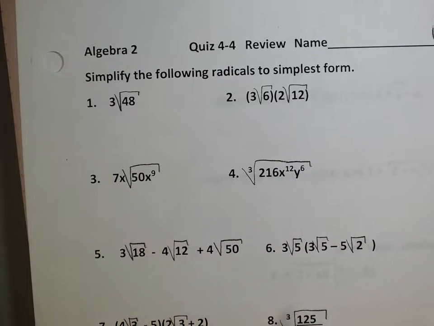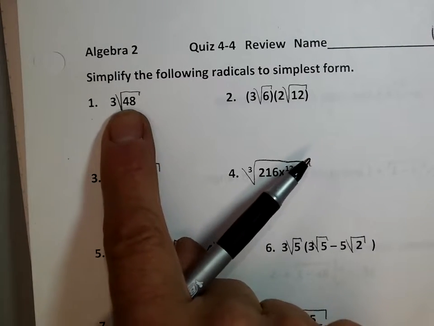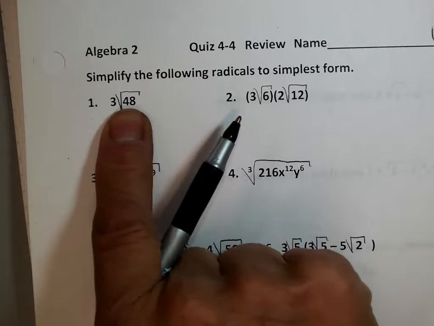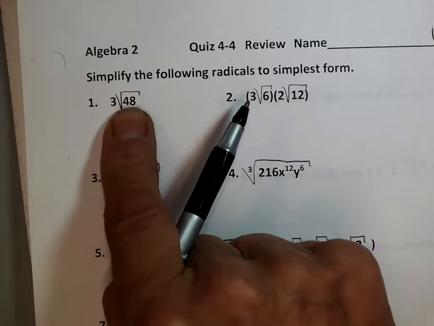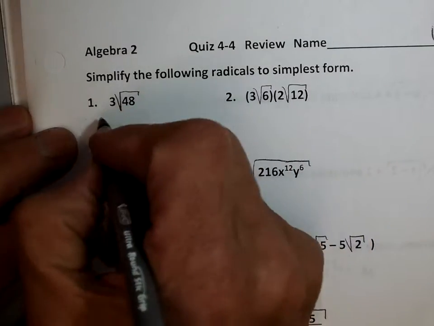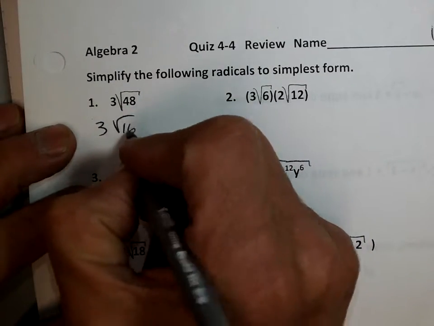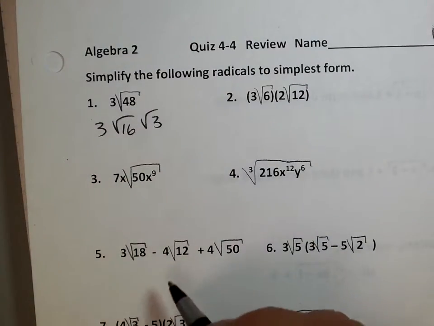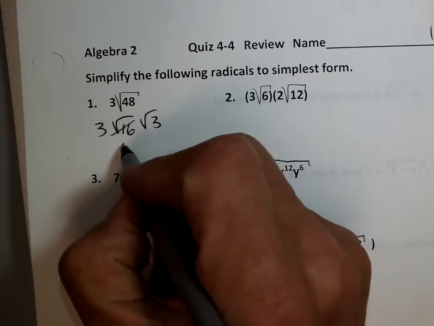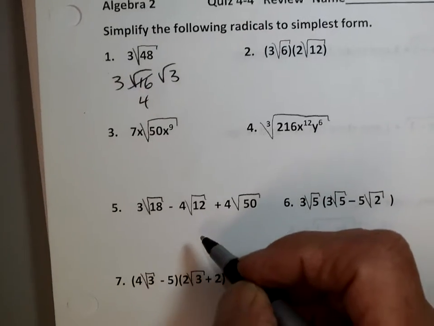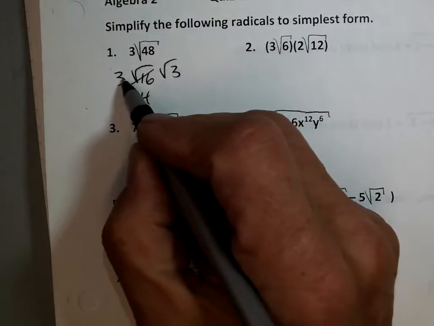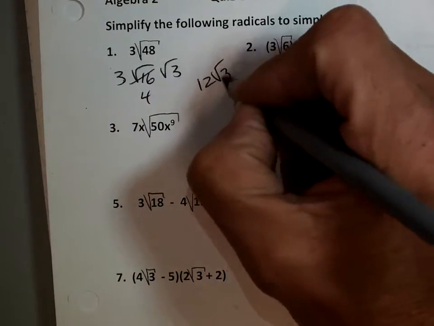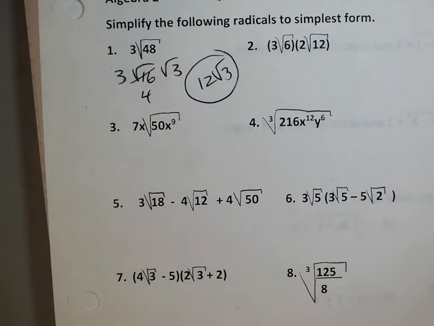Okay, so there's a couple of ways to do the first one. 48 can be broken up into 4 and 12 and then broken up again, but I'm going to go straight to the biggest one, which is 16 times 3. So I'm going to go 3 square root of 16 square root of 3, because 16 times 3 is 48. Square root of 16 is 4. If I get going too fast, just ask. And then the 3 times the 4 makes a 12 with my square root of 3. That's my answer. Okay, hopefully everybody can do something like that tomorrow, okay?